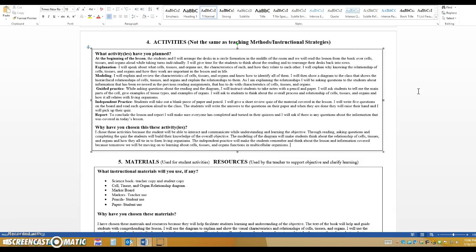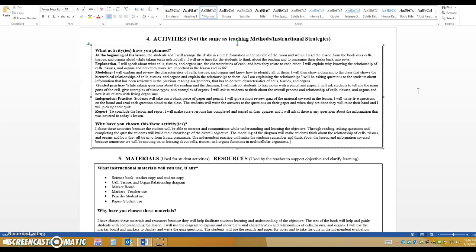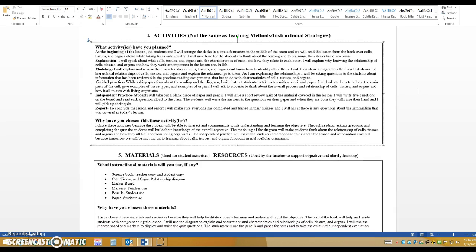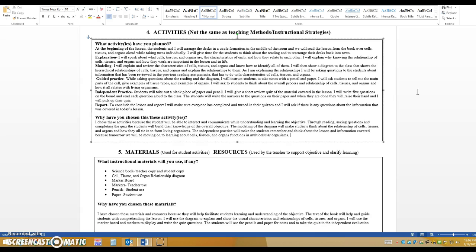back into rows. Explanation. I will speak about what cells, tissues, and organs are, the characteristics of each, and how they relate to each other. I will explain why knowing the relationship of cells, tissues, and organs and how they work are important in the lesson and in life. Modeling. I will explain and review the characteristics of cells, tissues, and organs and how to identify all of them.